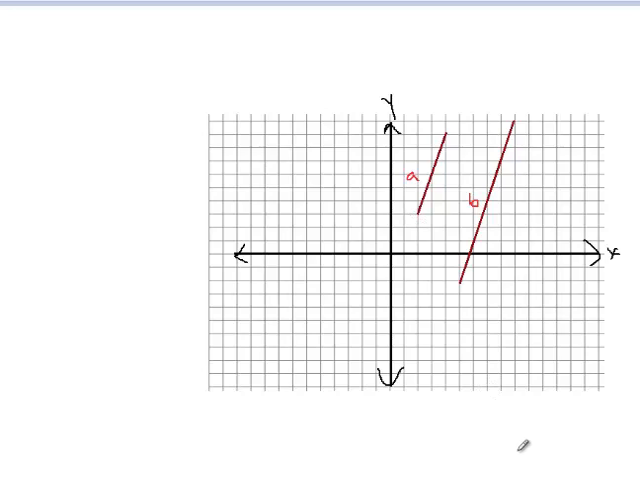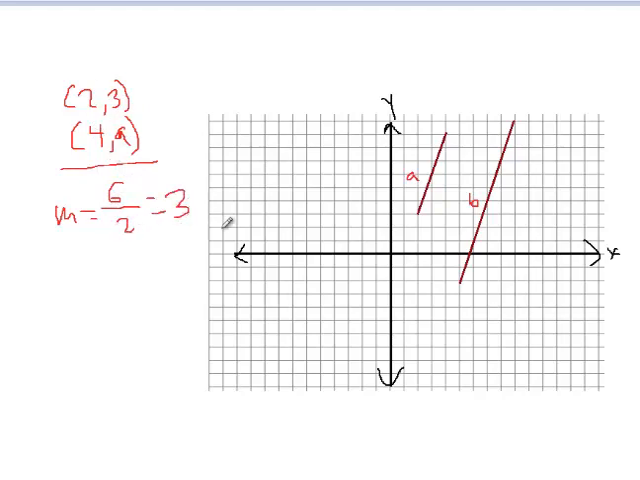Slope A, let's take this point and this point. This point is 2, 3. And this point up here is 4, 9. Okay, so let's figure out the slope of this. The slope is the change in y, 9 minus 3, which is 6. 4 minus 2 is 2. 6 over 2, which is 3.